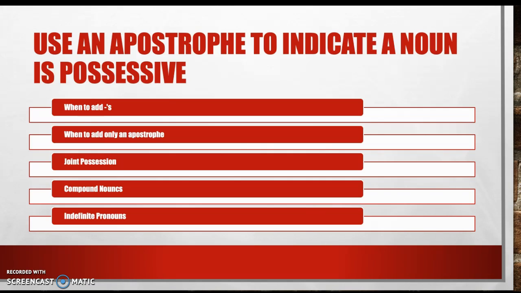Finally, there are indefinite pronouns. Indefinite pronouns refer to no specific person or thing. Words such as everyone, someone, no one, something, etc. So an example of an indefinite pronoun might be, no one's car is as fast as Jenny's. The no one's, I would have apostrophe S.